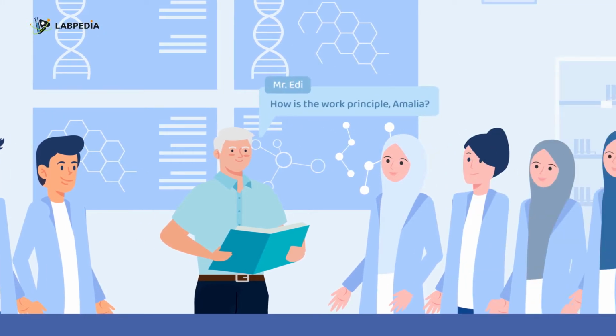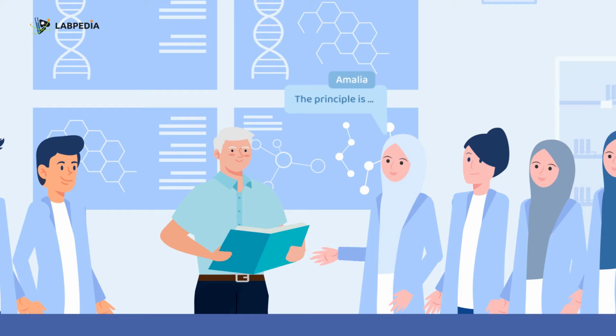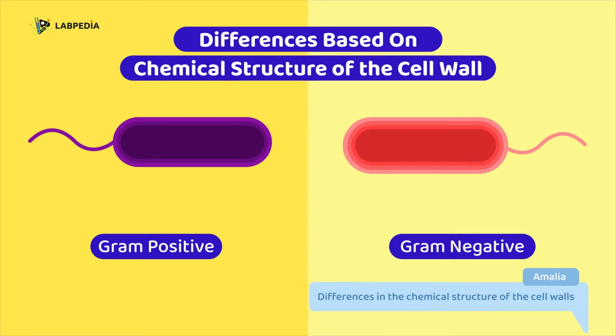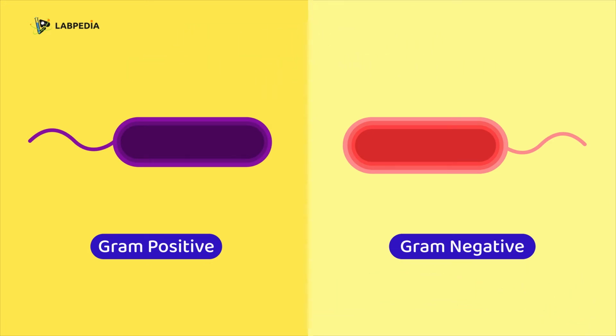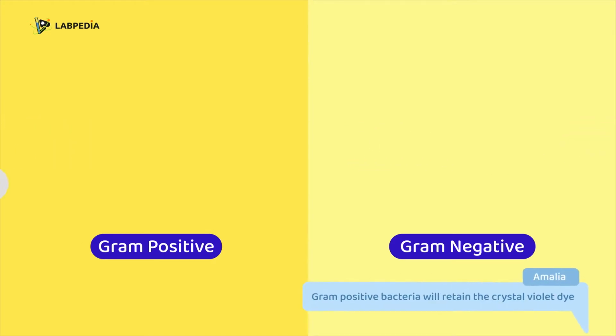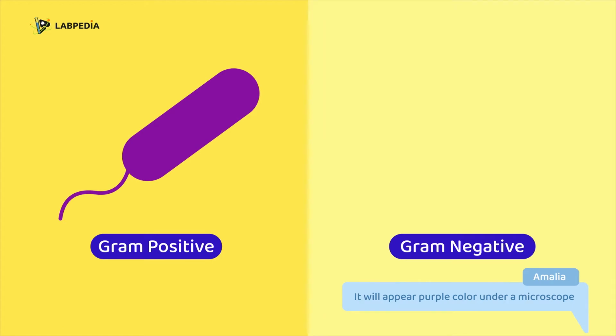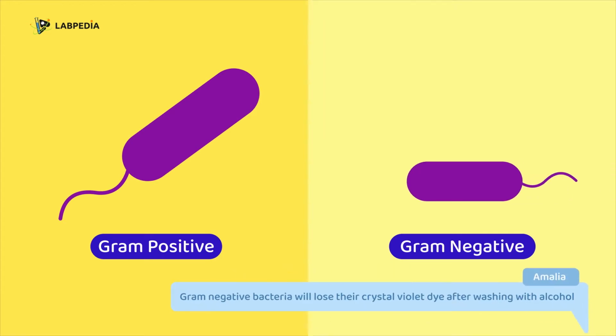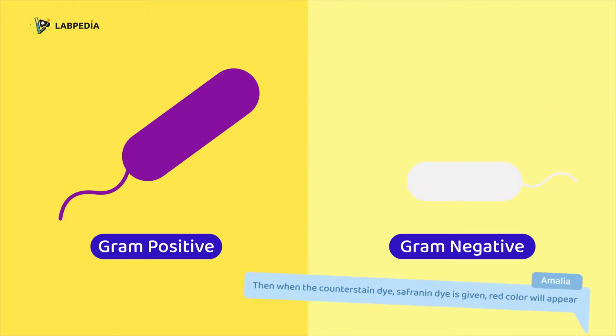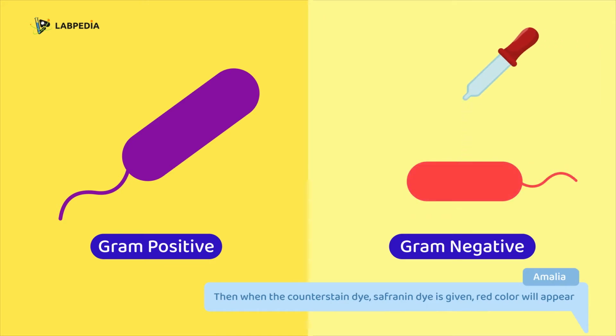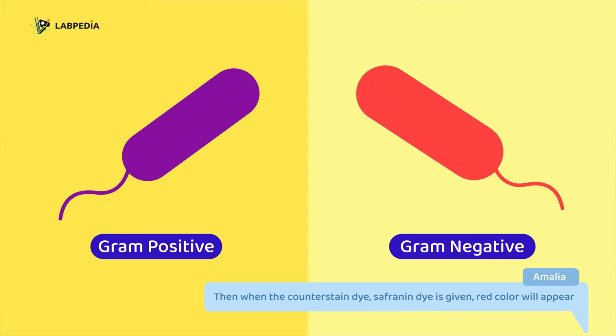How is the working principle, Amalia? The principle is the difference in the chemical structure of the cell walls. To distinguish them, the bacteria are stained. Gram-positive bacteria will retain the crystal violet dye. It will appear violet in color under a microscope. Gram-negative bacteria will lose their crystal violet dye after washing with alcohol. Then, when the counterstain, safranin dye, is given, a red color will appear.